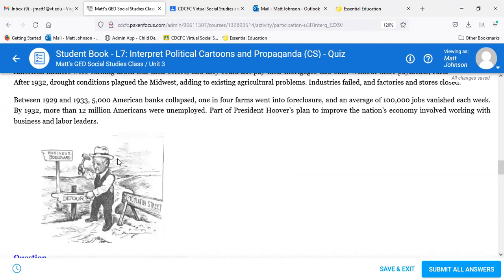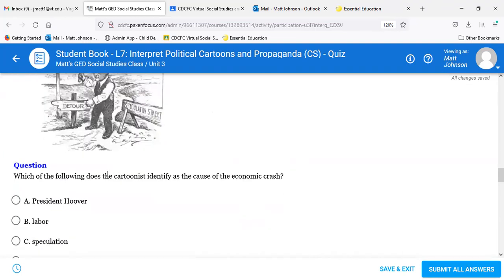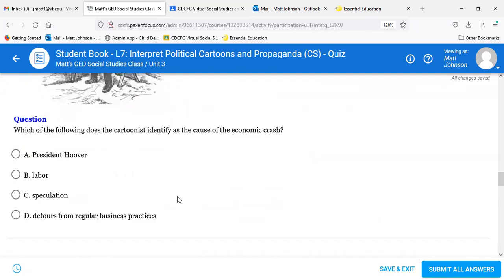All right, and another question here about Hoover. So we'll try Kate here. So Kate, which of the following does the cartoonist identify as the cause of the economic crash?